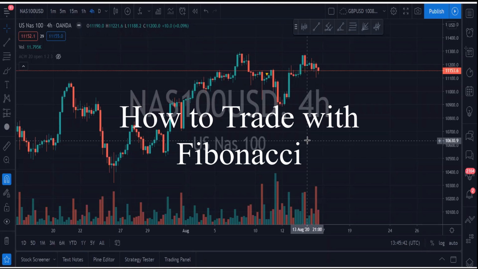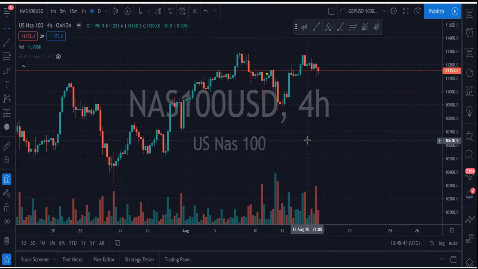Today, I'm going to teach you how to use the Fibonacci tool on TradingView. If you have the app tradingview.com, you can go into that and register. You have a free trial for one specific chart, or if you want, you can change the charts. But let's just get straight into it.